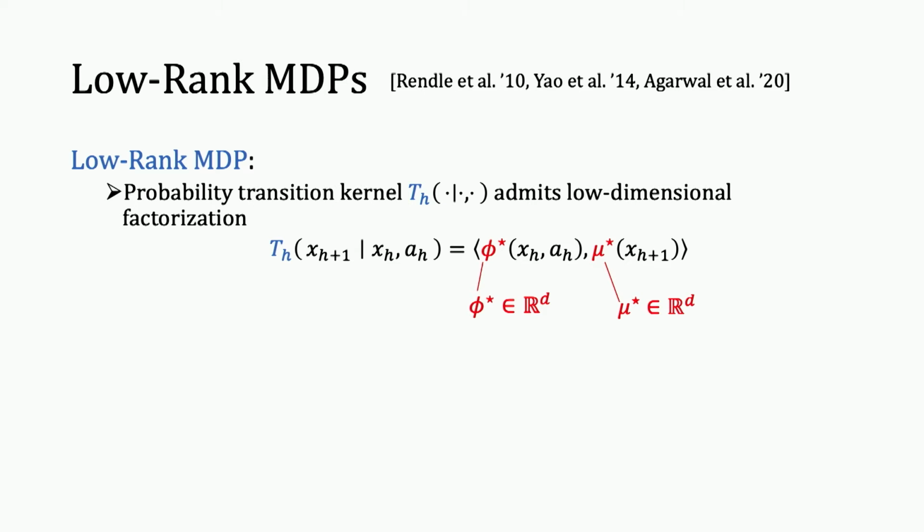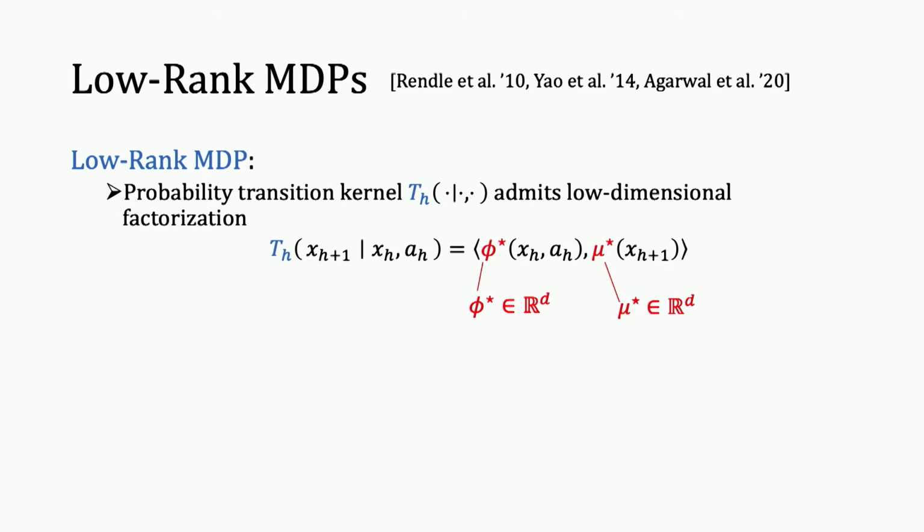So you have some map phi star. We're actually not going to know this; we're going to learn this phi star. That's our representation. Think of this as a neural network into which you feed the current state and the action, and phi star spits out the representation of the state and action. And the probability of transitioning to the new state X_{H+1} is just that vector multiplied by another vector, mu star, which depends on X_{H+1}.